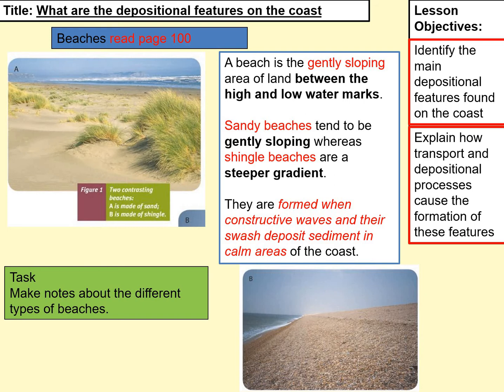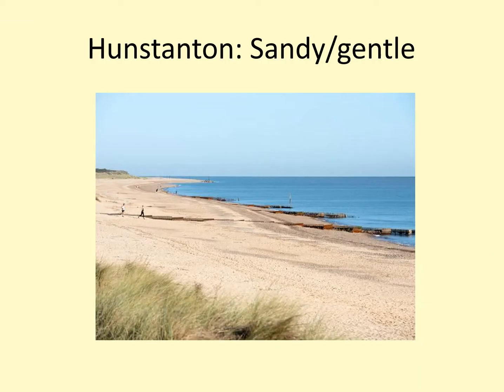Hopefully you've already read page 100. What we're going to look at first is types of beaches. There are two types of beaches, and I'd like you to make some notes from the textbook on here. You have a sandy beach, which is generally gently sloping, whereas the shingle beaches are a much steeper gradient, and you can see that in photographs A and B. Sandy beaches are formed with constructive waves that build up that sediment.